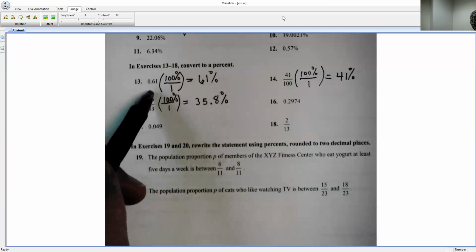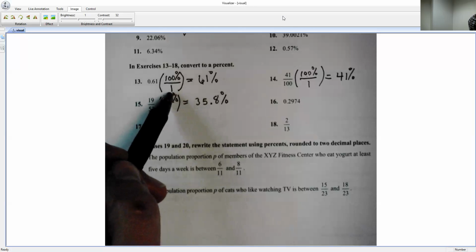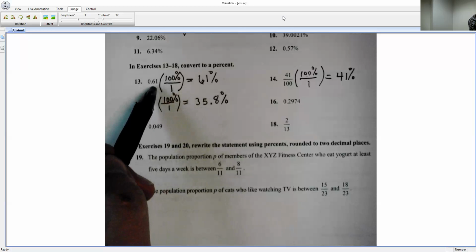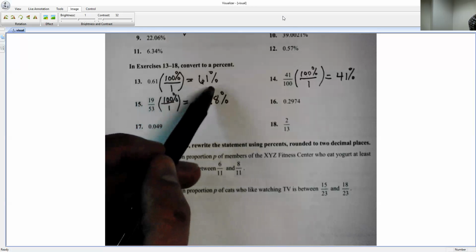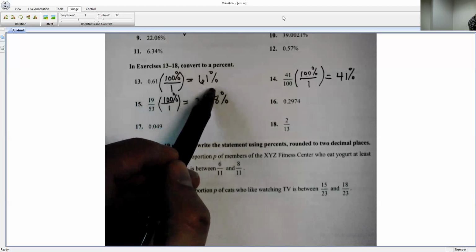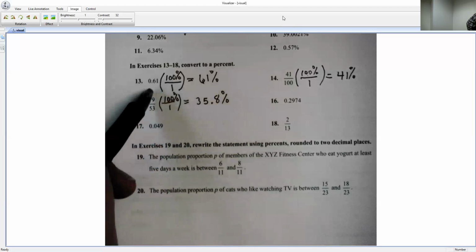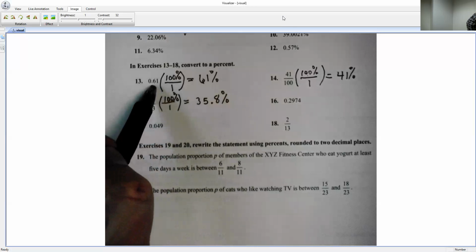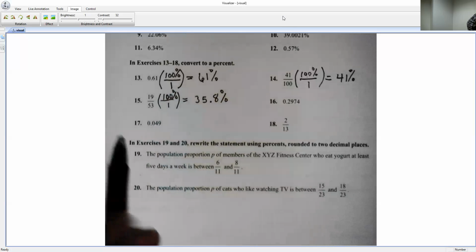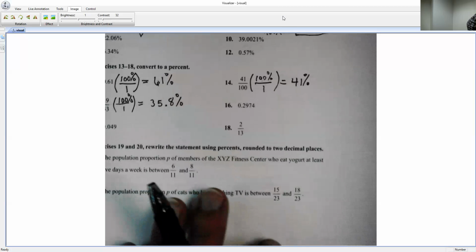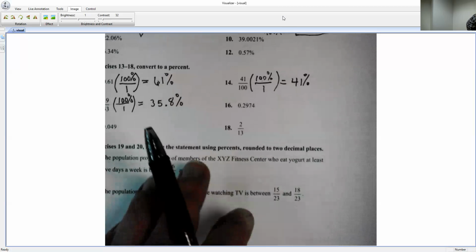So when I start with this number 0.61 and multiply by 100% divided by 1, I'll get 0.61 times 100, which is 61. And then notice there's now a percent sign. So the percent sign is part of my answer now, 61%. So I took a number, 0.61, that had no percentage, and I made it into a number that had a percentage. Okay. Same idea on 14, even though our number is a fraction, that's okay.